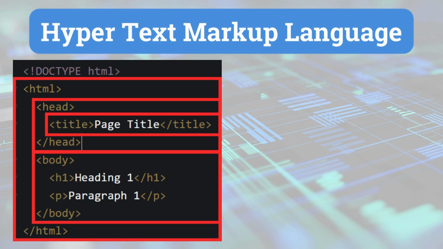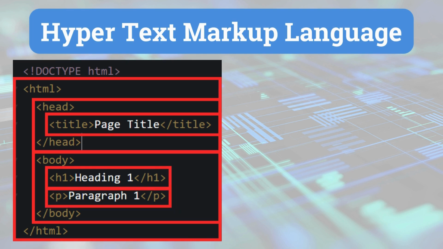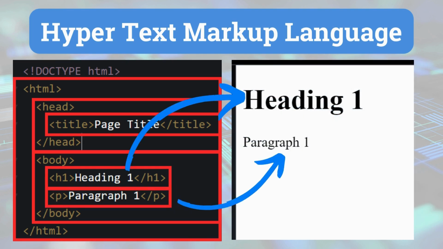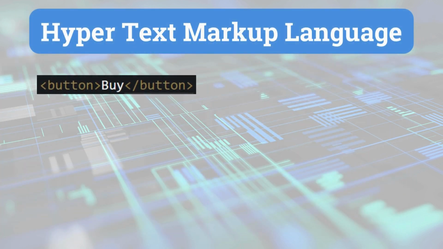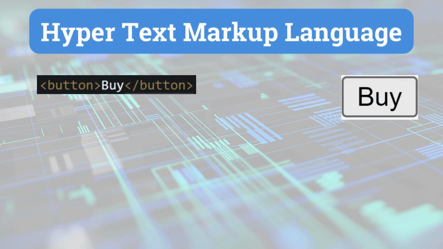You can see we have a heading 1 tag. Heading 1s are big bold text, and a paragraph tag, P. This can be seen as normal text on the web page. For our demo, we will use the button tag. You can see the content is set to buy.